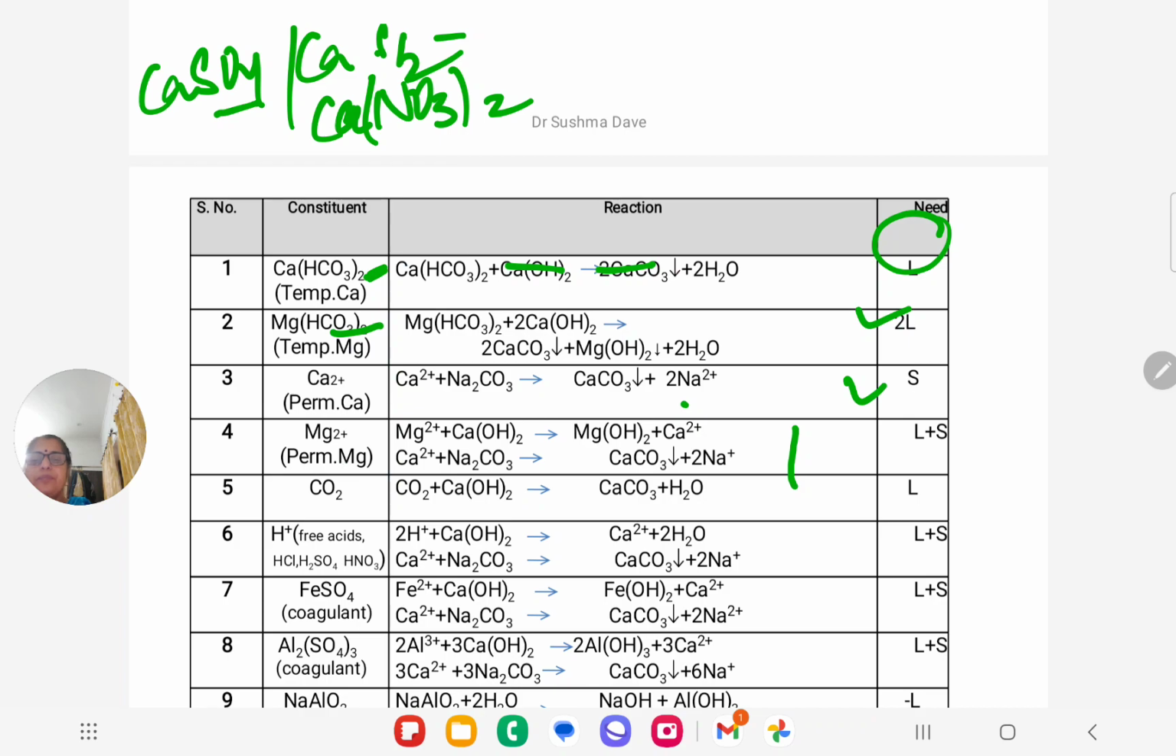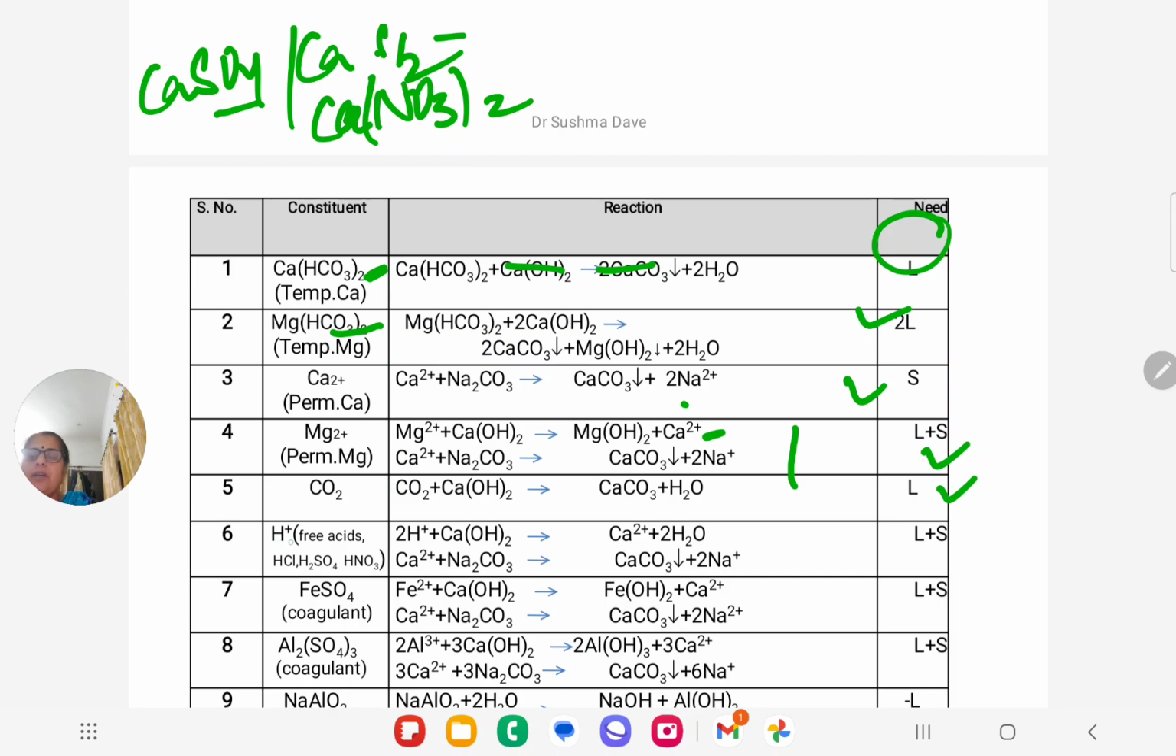Permanent magnesium requires 1 mole of lime and 1 mole of soda, because in the first step, if we remove magnesium hardness, then calcium hardness is generated. So in the second step, soda is required to remove calcium hardness, permanent calcium hardness. So the requirement becomes L plus S. In case carbon dioxide is dissolved, then 1 mole of lime is required.